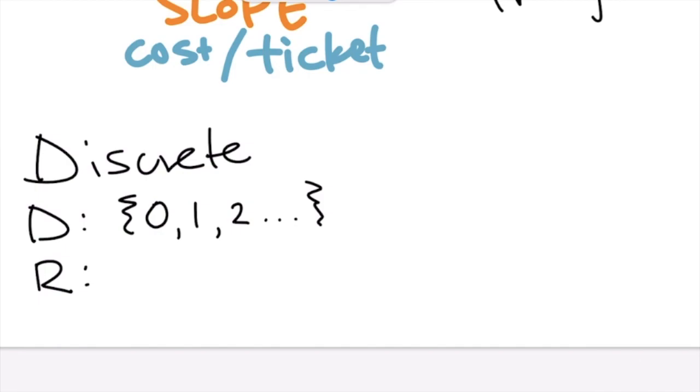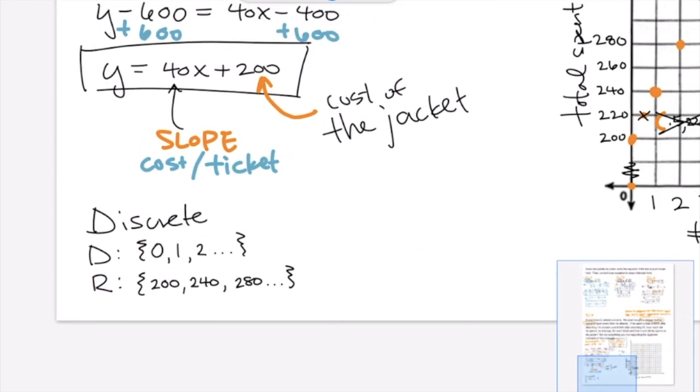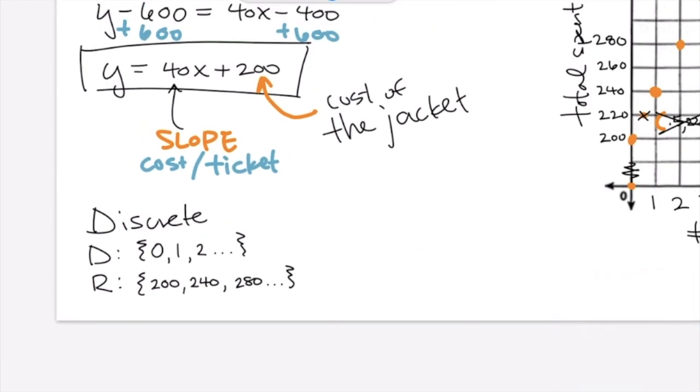And then for the range, think about this. Before he goes to any concerts at all, he's already bought the jacket. After he goes to 1 concert, he spends $240. After he's gone to 2 concerts, it'll be $280. And we are talking on average here. I know that some concerts cost more or less than others, but in this scenario, we're talking about, well, if we were to average all the costs out, about how much would he spend after each concert.